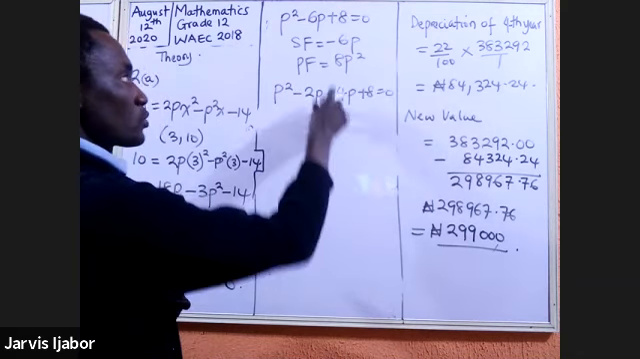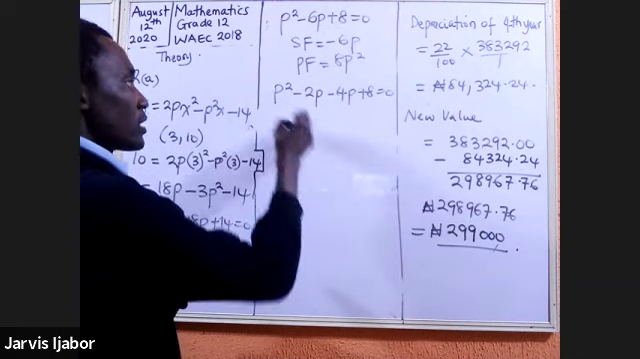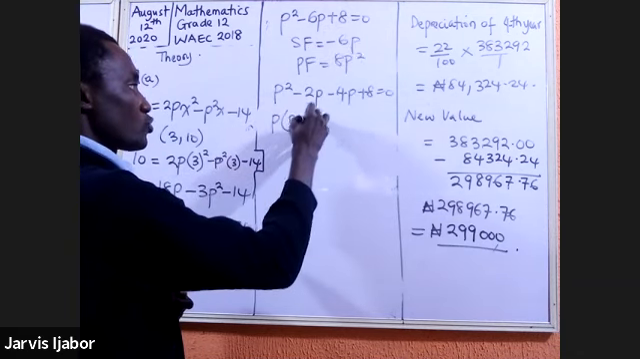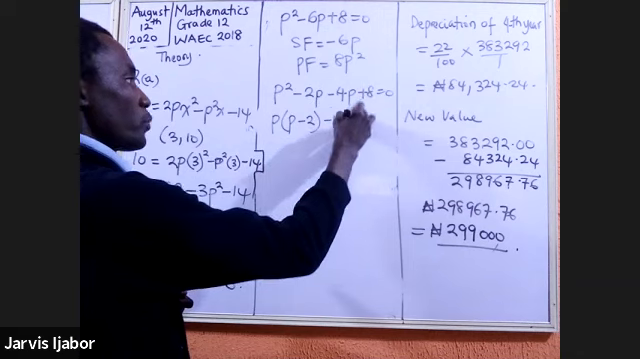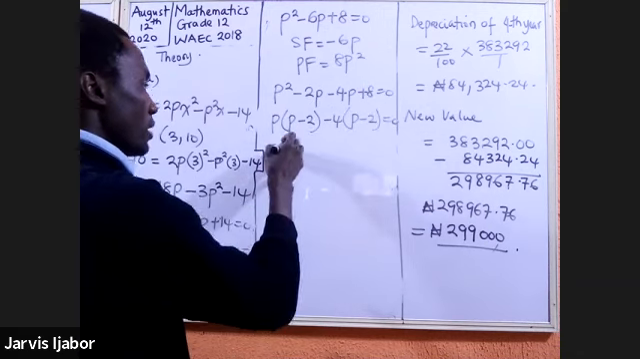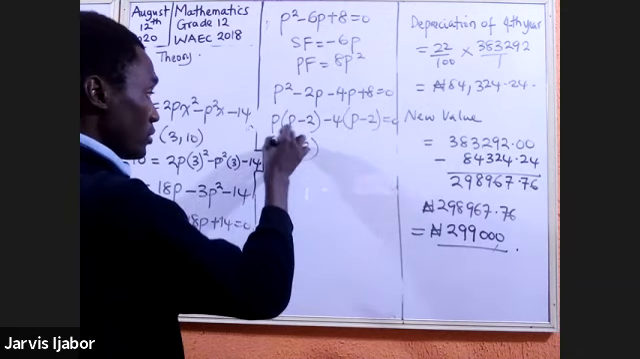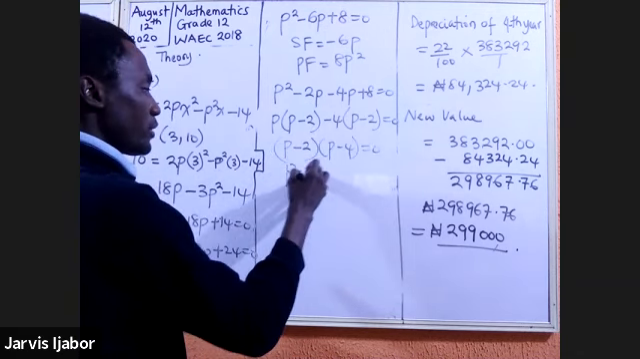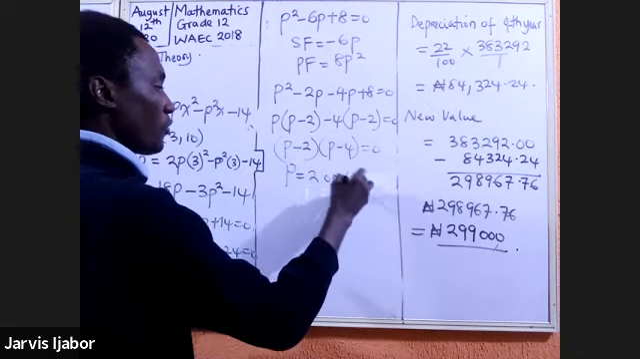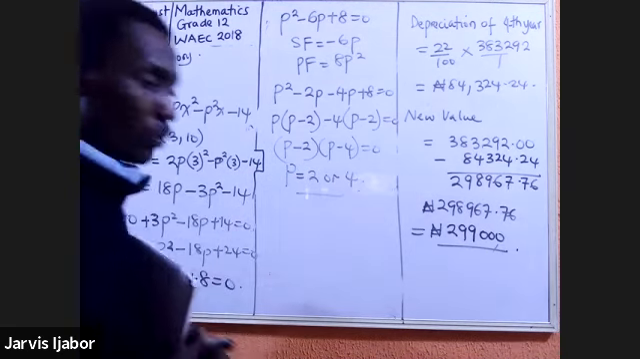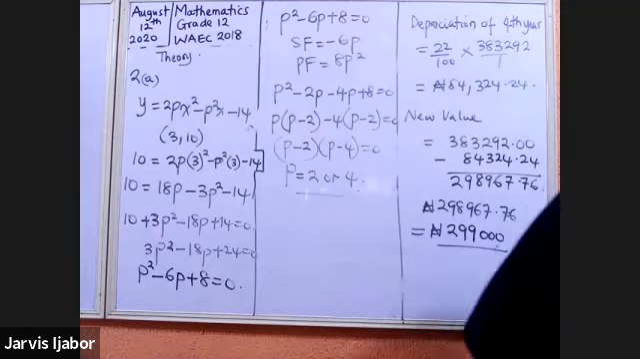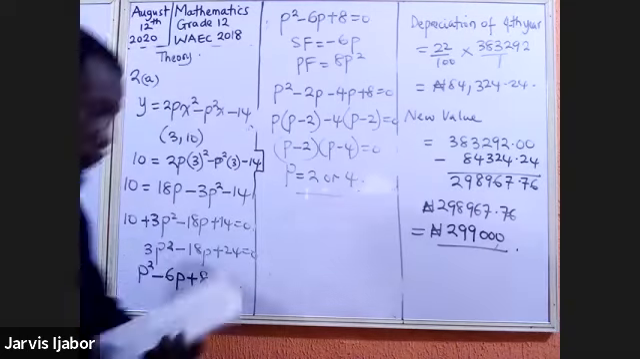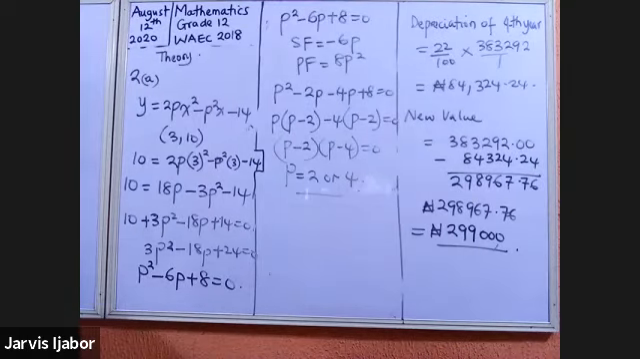This will give me this, this will give me this. So that will be P into P minus 2 minus 4 into P minus 2 equal to 0. Meaning that P minus 2 into P minus 4 is equal to 0. P will then be equal to 2 or what? 4. So that's the solution to that question. P equal to 2 or 4. Right?